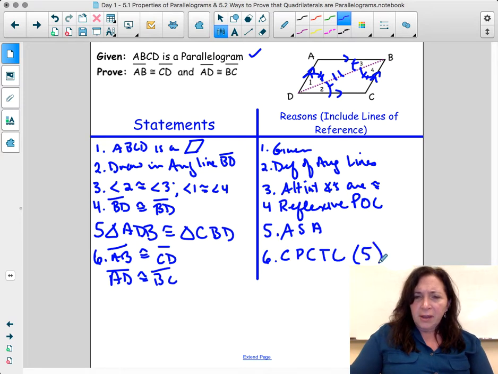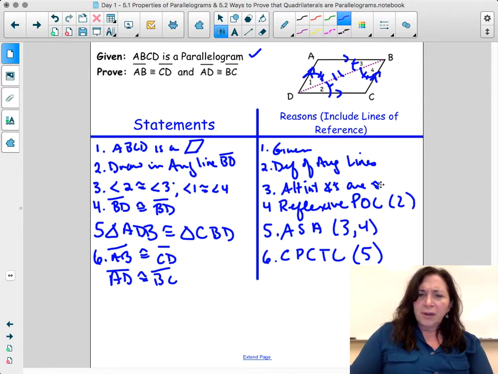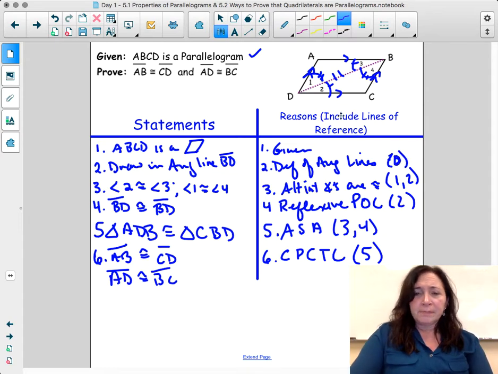Oh, I would definitely write in the lines of reference. So that was from 5. This right here was from my alternate interior angles. So that's going to be 3 and 4. Reflexive, you can either say 2 or the drawing. The alternate interior angles are congruent. That's based on 1 and 2. This is from my drawing or my construction, and this is from my drawing as well, or given.